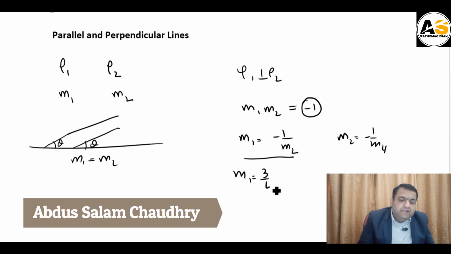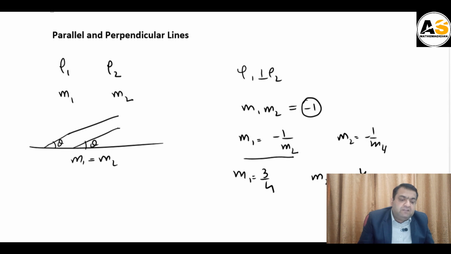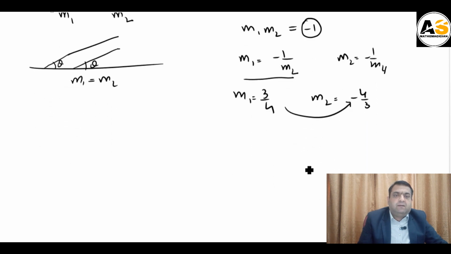If gradient of the first line is 3/4, then gradient of any line which is perpendicular to this line will be the negative reciprocal of this 3/4. We will take the reciprocal as well as change the sign to get the gradient of the other line. The gradients of two perpendicular lines are negative reciprocals of each other.